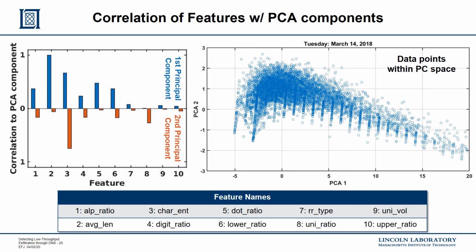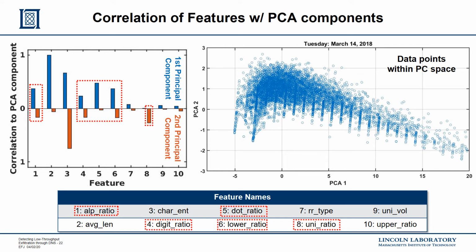Once we had calculated the principal components and plotted the data in the first two dimensions, we wanted to then see which of the 10 features were the biggest drivers for where a point was within this plot. This left figure shows the correlation between each of these 10 features with the first and the second principal components. So we can see that the second and the third features are the most important out of all of the 10, which are the average length and the character entropy of the subdomain strings. Both of these I described earlier when I first introduced the features.